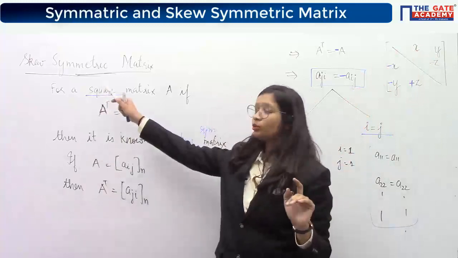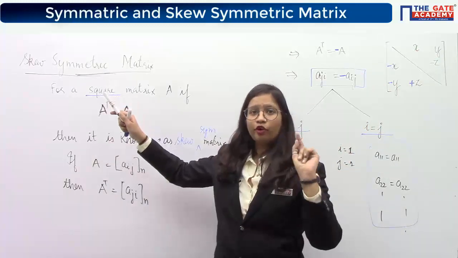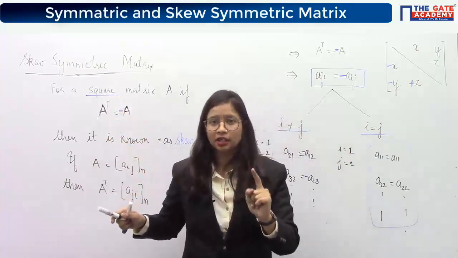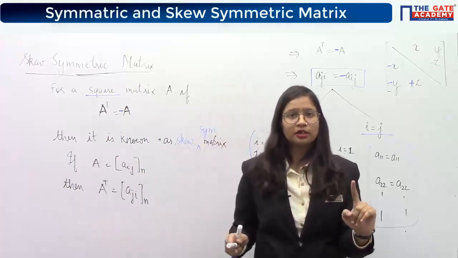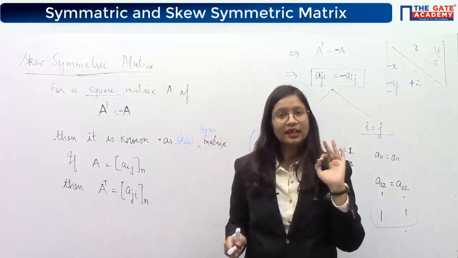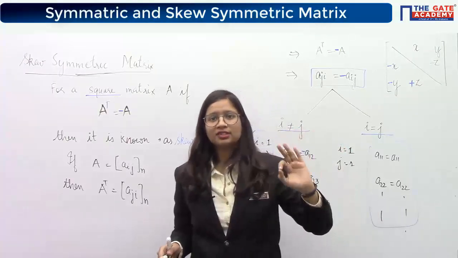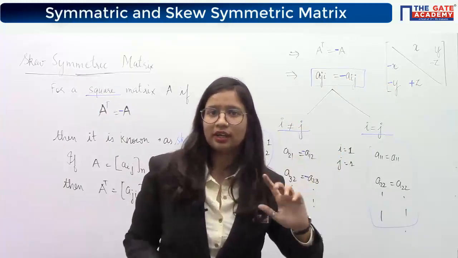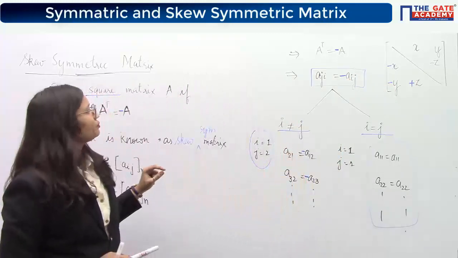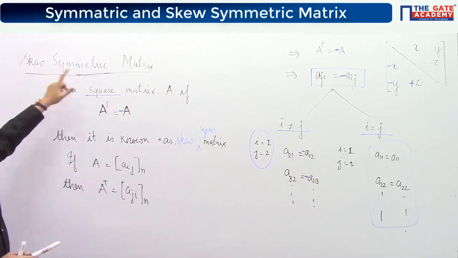So that's why it's not known as non-symmetric. Focus on the term, it's not non-symmetric. Non-symmetric is some other matrix. It is not non-symmetric, it is skew symmetric. There is some symmetricity, but what is the change? The change is that the signs are not the same in this case. Signs will interchange. Okay, so this is known as a skew symmetric matrix.